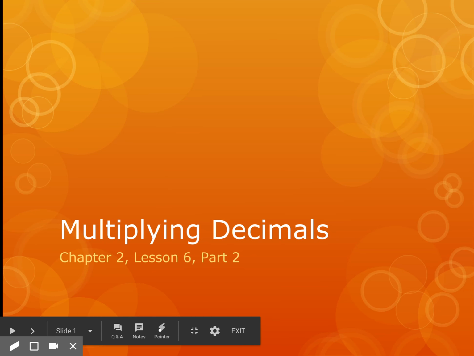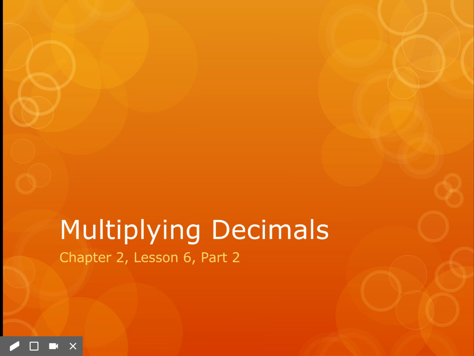Multiplying decimals, Chapter 2, Lesson 6, Part 2. This is all really should be just a review, and we're applying the rules for multiplying integers to this. So a positive times a positive equals a positive, a negative times a negative will equal a positive, and a positive times a negative will equal a negative.